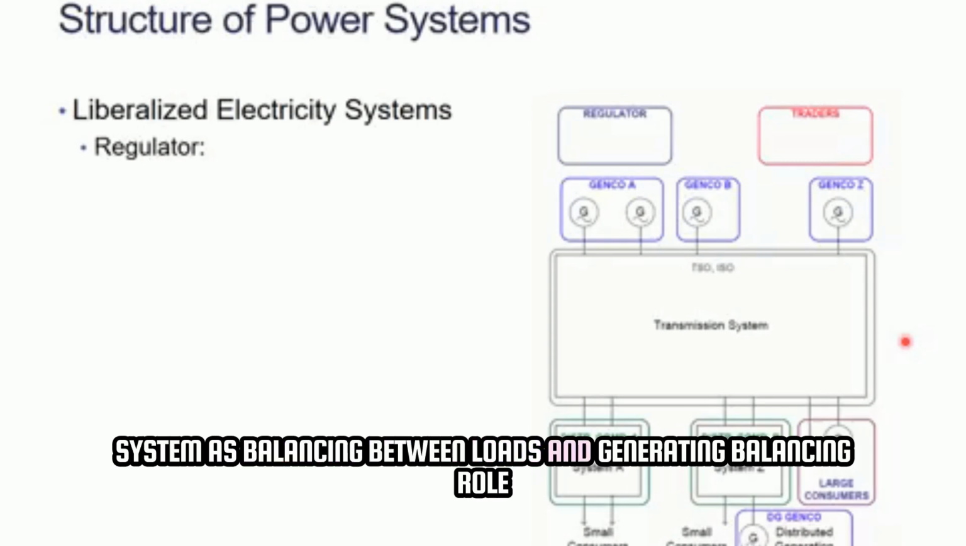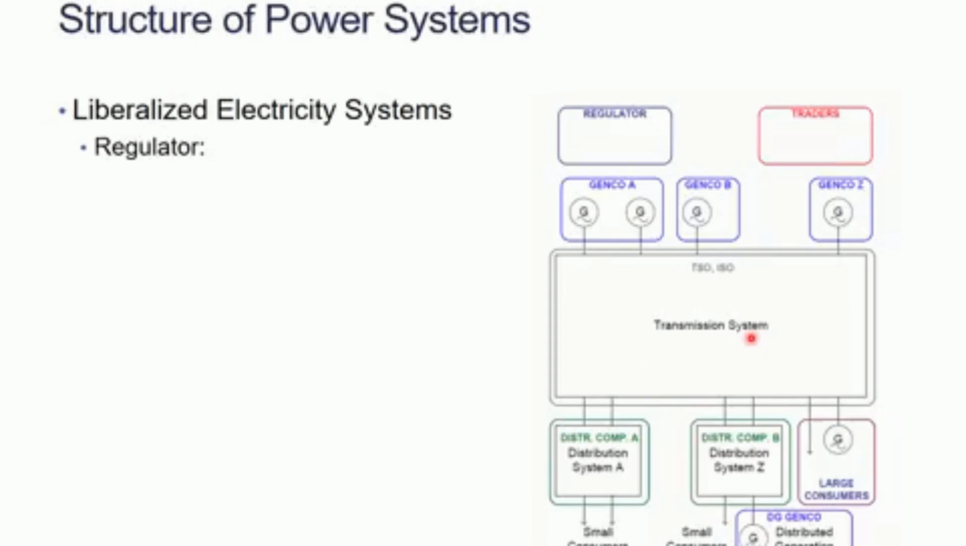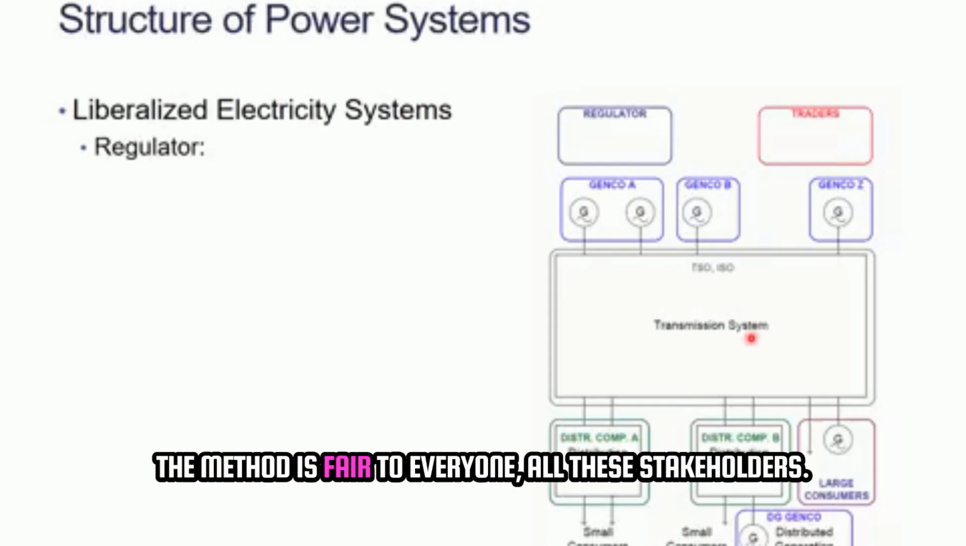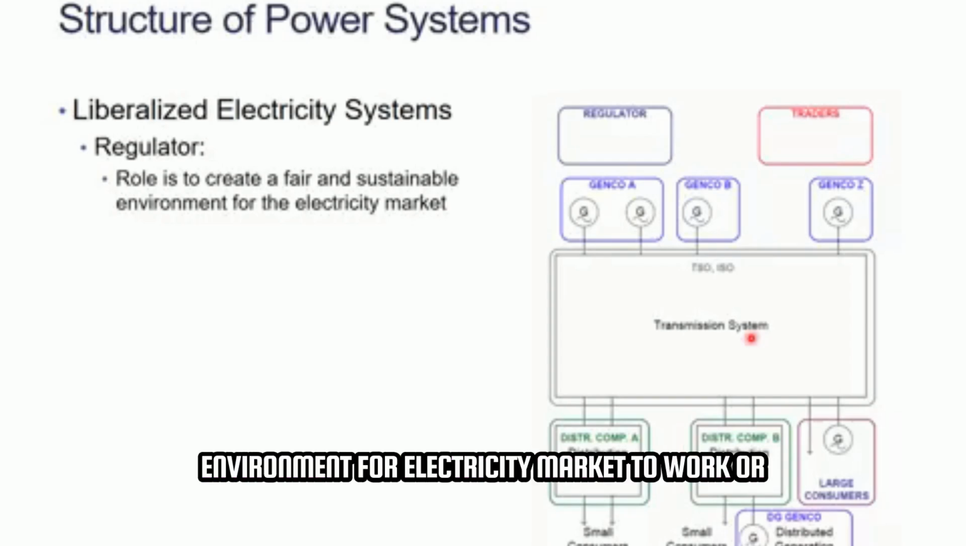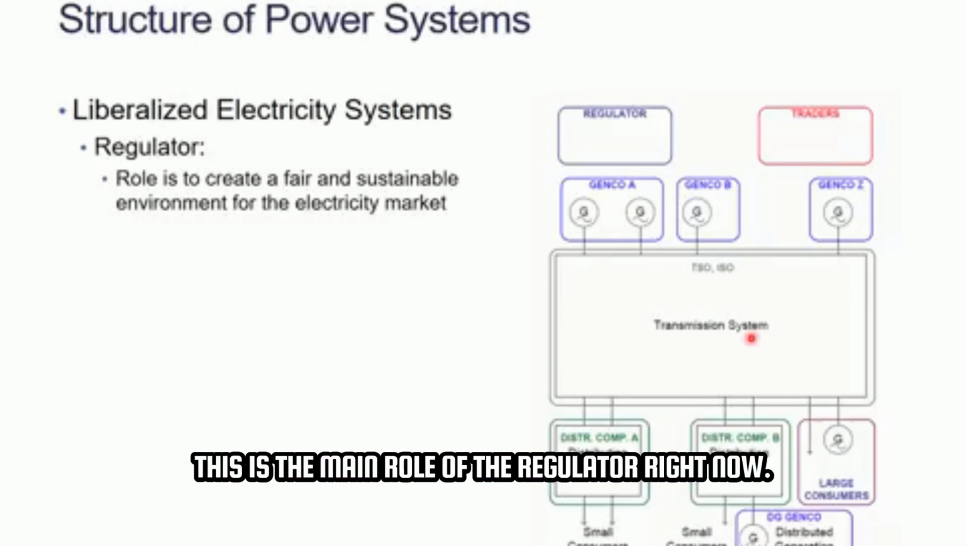Balancing between loads and generating? Balancing role is with the system operator, not with the regulator. Regulator roles remain the same. It ensures the fairness in the operation of the power system. It ensures the calculation of prices. The method is fair to everyone, all these stakeholders. So it ensures a fair and sustainable environment for the electricity market to work, or rather the power system to work. This is the main role of the regulator.